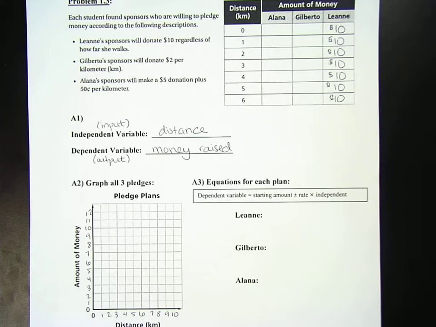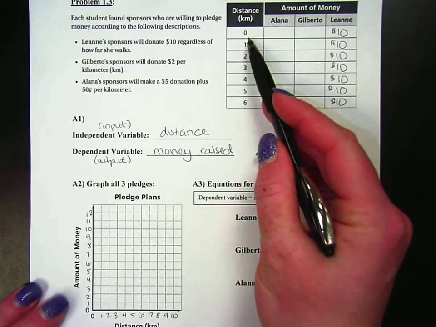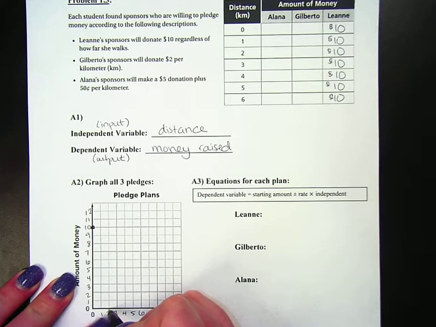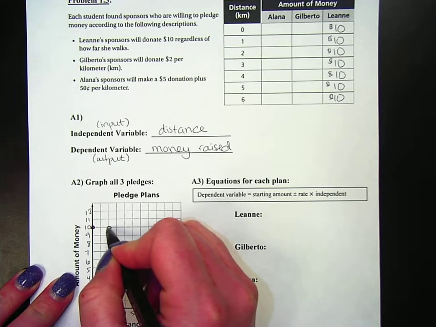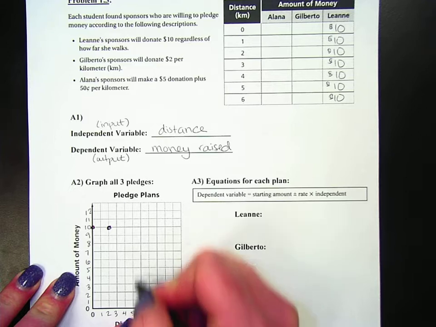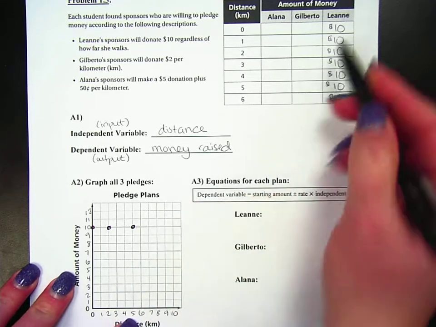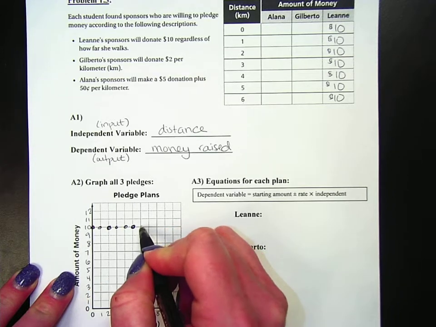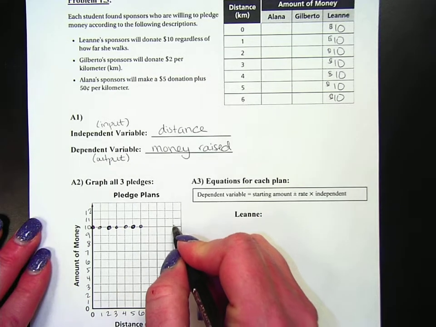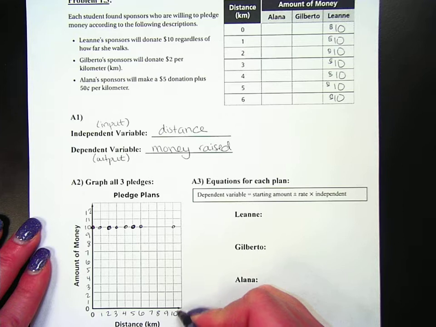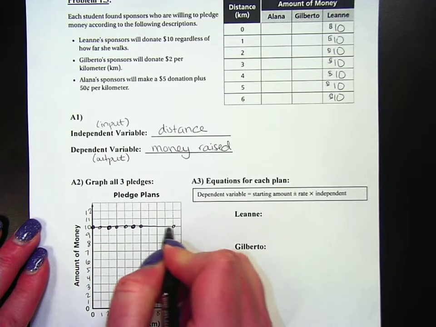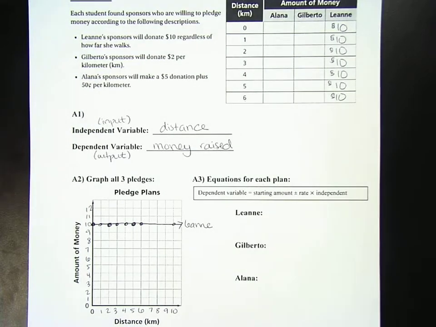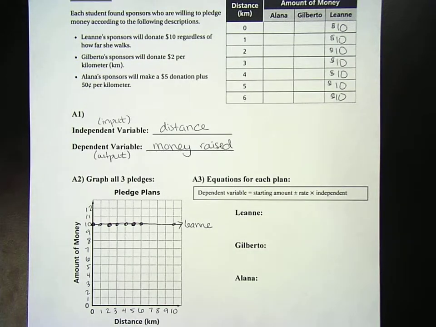Okay. So when we go to graph Leanne's line, she's putting in 0 distance, and she gets out $10. She puts in a distance of 2, she gets out $10. She puts in a distance of 5, she gets out $10. I can graph each of these points if you'd like. But it's just going to turn out to be a straight line. Even if she walks 10 kilometers, she still only gets $10. So Leanne's is a straight line. Regardless of how far she walks, she just gets $10.